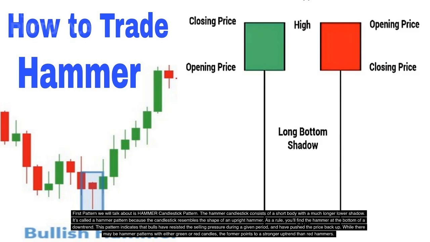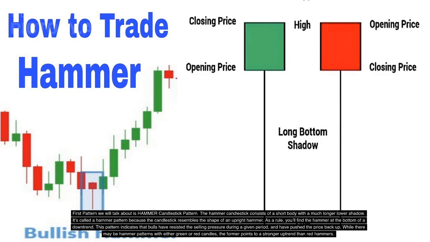The hammer candlestick consists of a short body with a much longer lower shadow. It's called a hammer pattern because the candlestick resembles the shape of an upright hammer. As a rule, you'll find the hammer at the bottom of a downtrend. This pattern indicates that bulls have resisted the selling pressure during a given period, and have pushed the price back up. While there may be hammer patterns with either green or red candles, the former points to a stronger uptrend than red hammers.